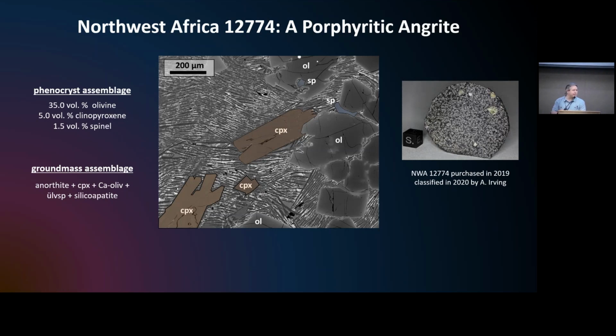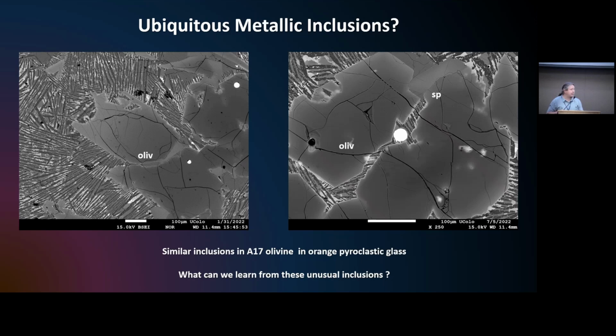It was found in 2019, and for an Angrite, it has this interesting porphyritic texture. It has large olivine phenocrysts and clinopyroxene phenocrysts set in a really fine-grained, quenched groundmass, which is interesting. This is one of the only Angrites that looks like this. But even more interesting is that there are ubiquitous metallic inclusions present in both the olivine phenocrysts as well as the groundmass.